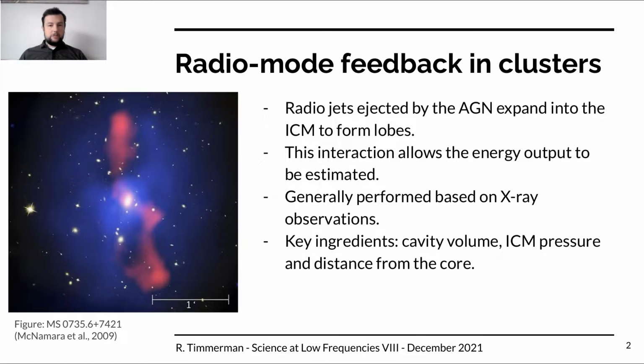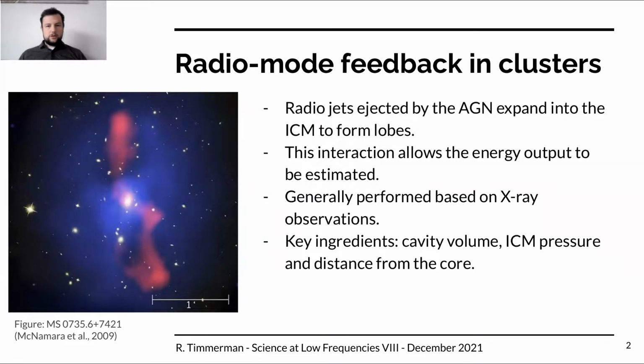These measurements have generally been performed mostly based on X-ray observations. Of course, in the X-ray, you don't observe the radio lobes directly, but you do observe the ICM. And where the radio lobes are, you generally observe cavities instead. People have also tried to use radio observations for these measurements, for instance, based on luminosities or spectral properties, but generally X-ray observations have been the preferred way to do this.